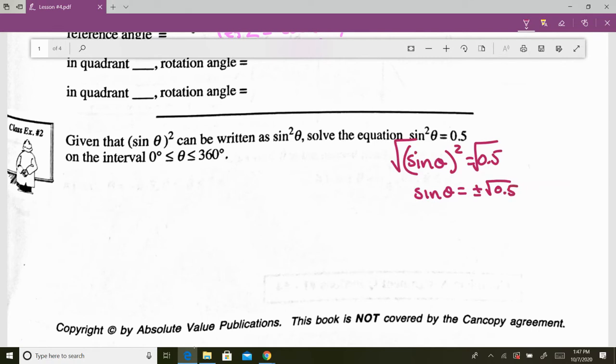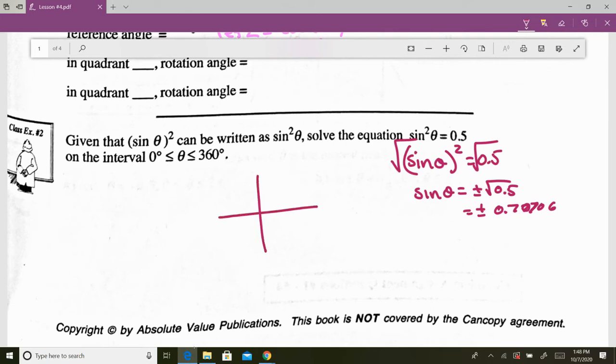Somebody please tell me what the square root of 0.5 is as a decimal. Close enough. All right, 0.707, okay? Now, it's positive and negative.